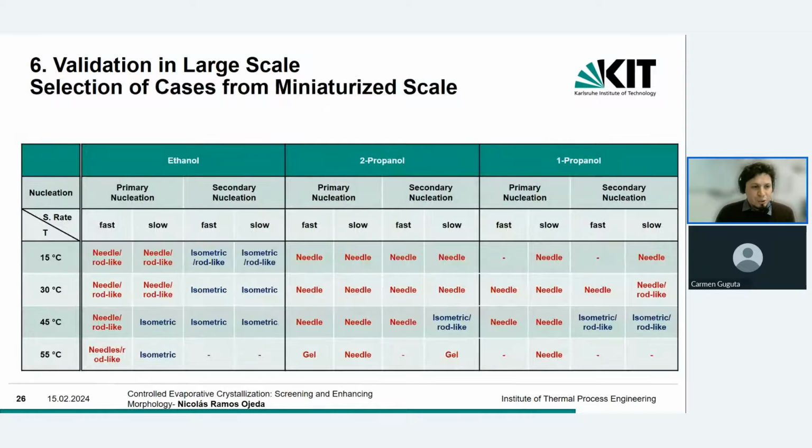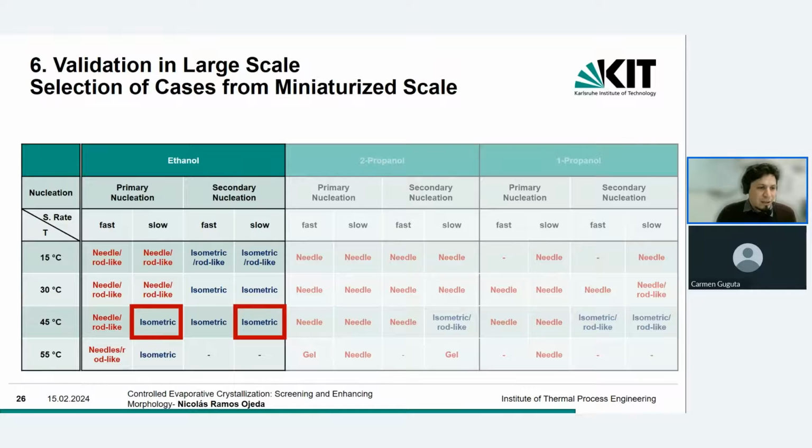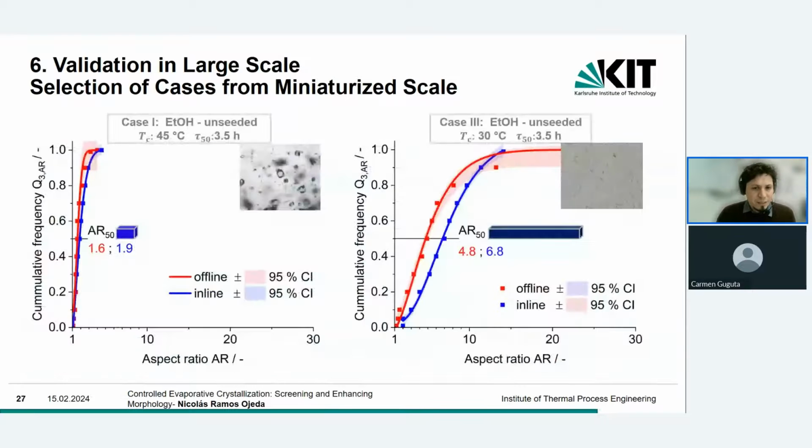We looked at the landscape of possible crystal morphologies that we get from the miniaturized scale. And in order to demonstrate the transferability of the process conditions to the large scale, we selected a case yielding isometric crystals, but also one case yielding needle or rod-like crystals. If we revisit those cases, for example case 1, we can see here how the crystals were looking in Crystalline.